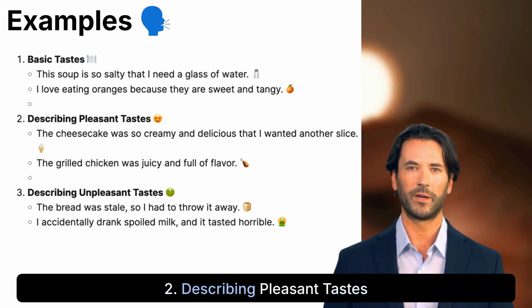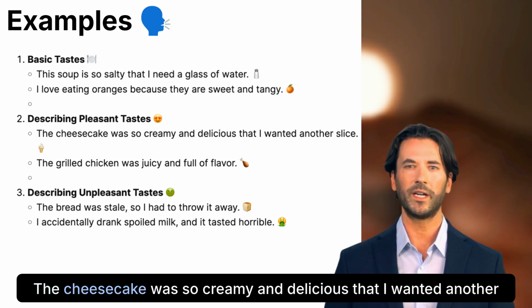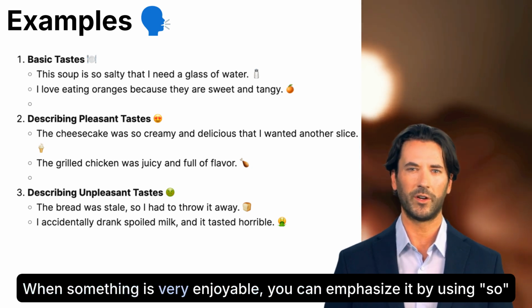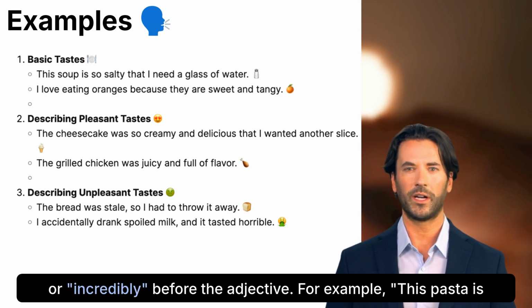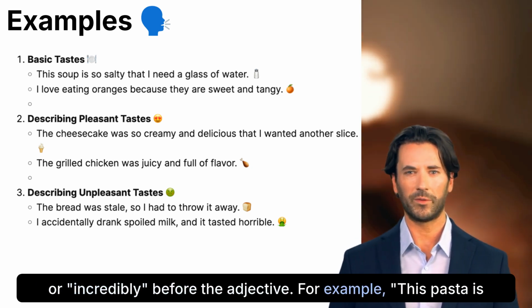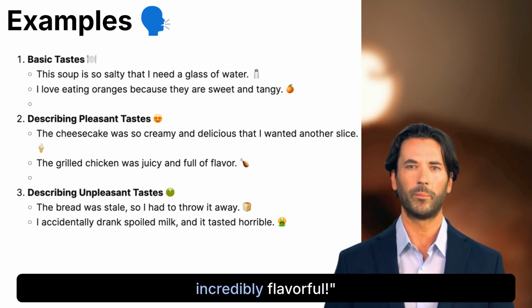2. Describing pleasant tastes. The cheesecake was so creamy and delicious that I wanted another slice. When something is very enjoyable, you can emphasize it by using so or incredibly before the adjective. For example, this pasta is incredibly flavorful.